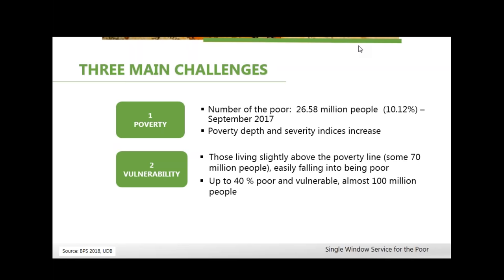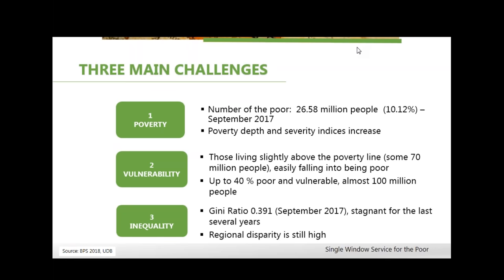And the third big challenge for Indonesia is inequality. The Gini ratio has been stagnant for the last several years. Now we are at 0.391 in September 2017. This is still quite high, not to mention the regional disparity between the eastern part of Indonesia and the western part of Indonesia. So that's the background.